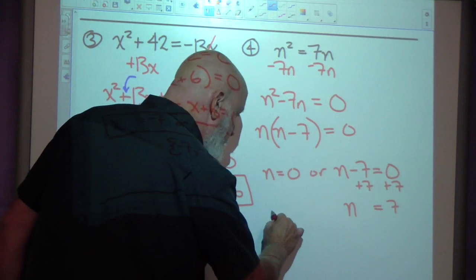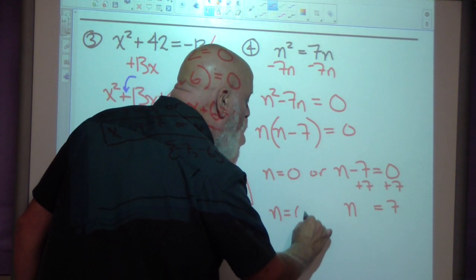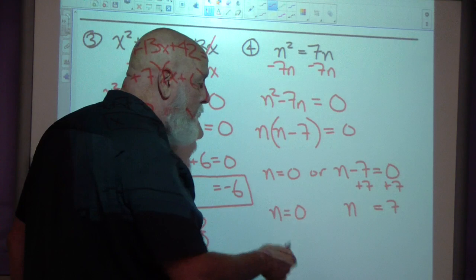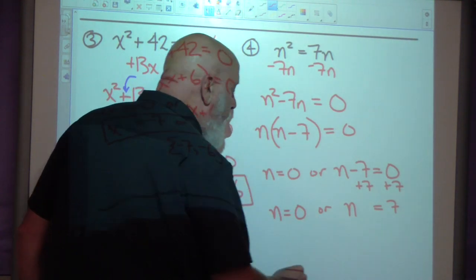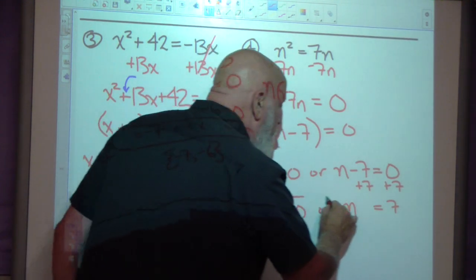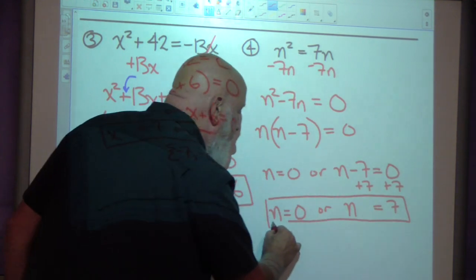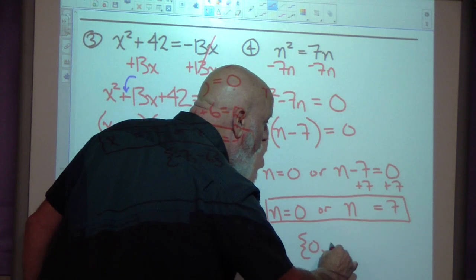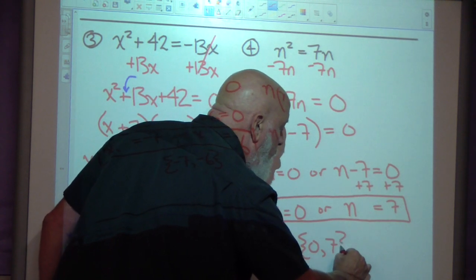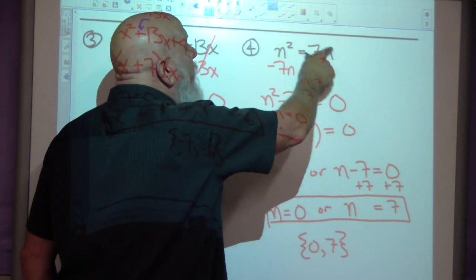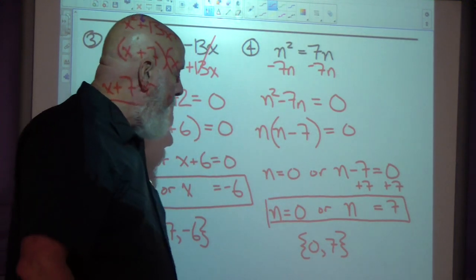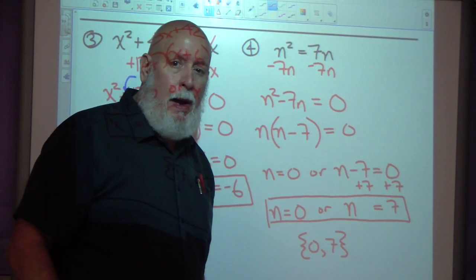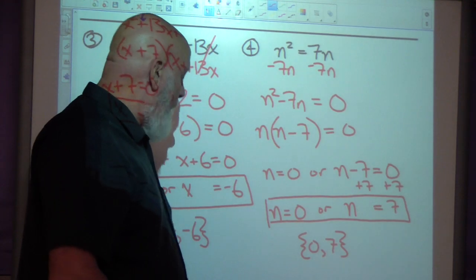So here we go. These are our two solutions, our two roots to this equation. The solutions are referred to as roots often. And we can write the solutions to the equation like this, or we can put them in set notation. Either 0 or 7 can be plugged in here and make this equation true. Unless I've made an arithmetic mistake, and I hope I haven't. I hope that makes sense.